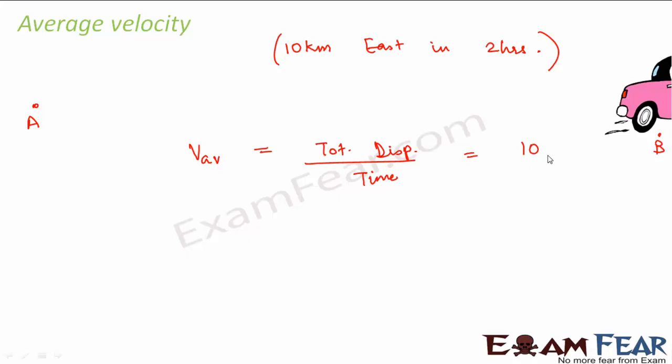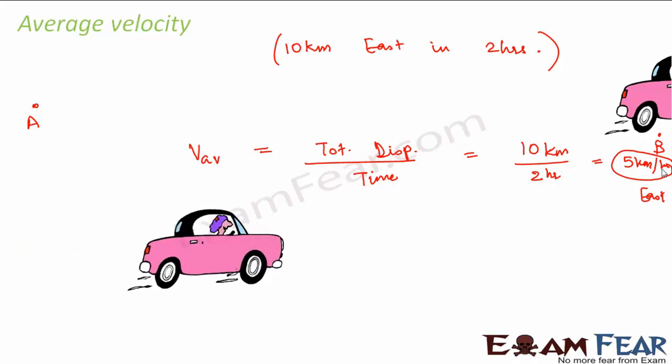So what is the total displacement? It is 10 kilometers. What is the total time? It is 2 hours. So this is 5 kilometers per hour in the east direction. So this is my velocity. Velocity will have direction associated to it, and velocity is related to the total displacement.